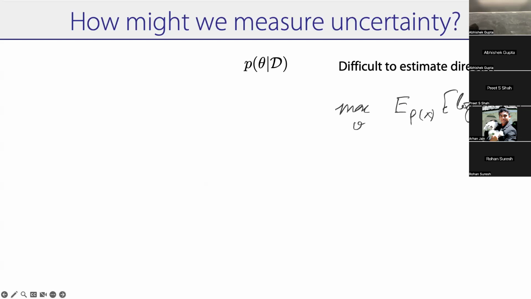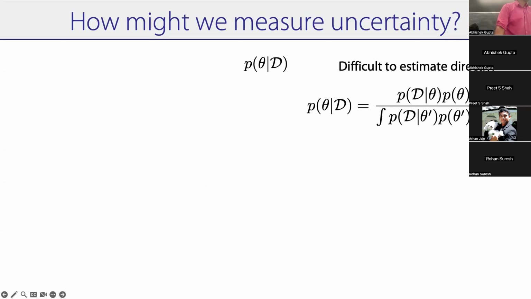And so instead of maximum likelihood, we're going to try and get something that looks more like a Bayesian estimate, right? Our Bayesian estimate is going to be P of theta given D, which is your posterior over theta consistent with your data, right?